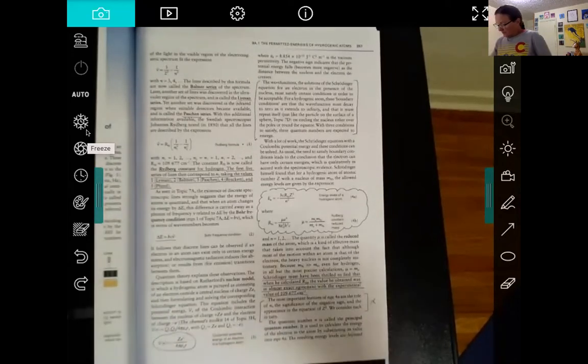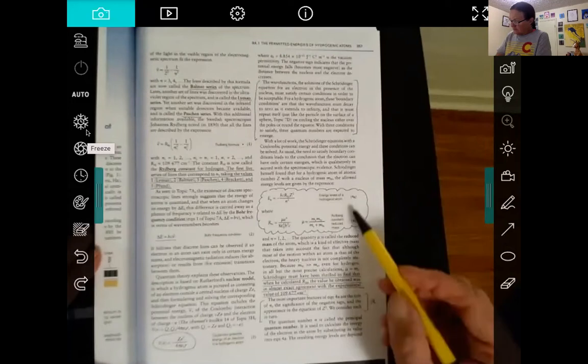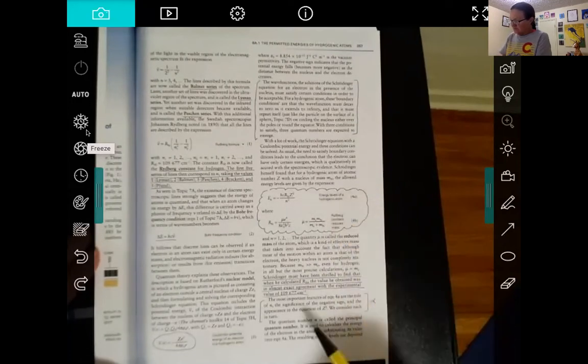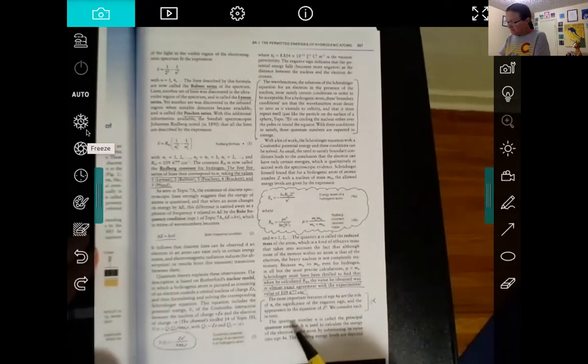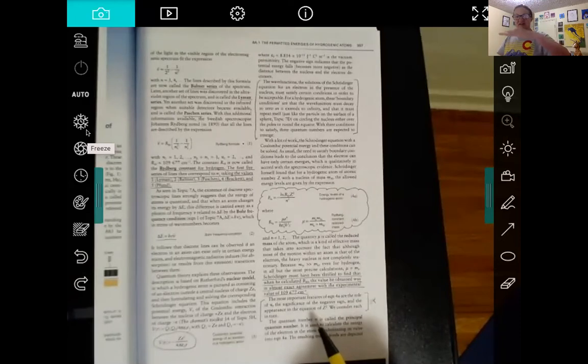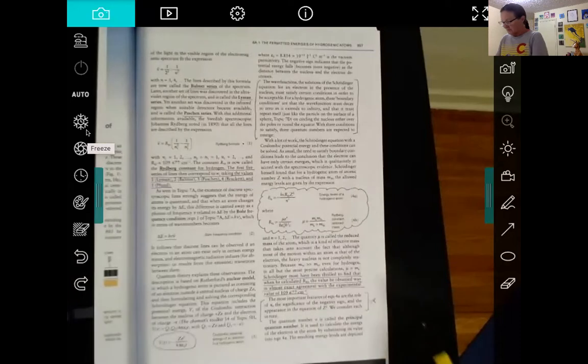So the most important features of this equation that we just looked at, the energies for the hydrogen atom, are the role of n, so there are only certain energies allowed. The significance of the negative sign, which is just that it has negative energy relative to the electron and the nucleus being infinitely separated. So it's more stable than a free electron and a free nucleus. And then the appearance of the z squared makes sense, that the energies are going to depend on the charge on the nucleus.